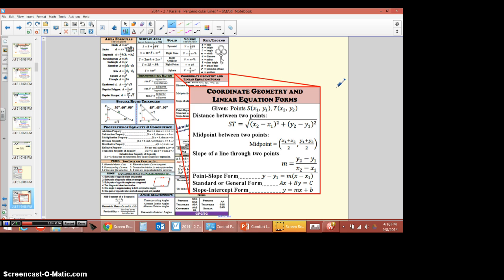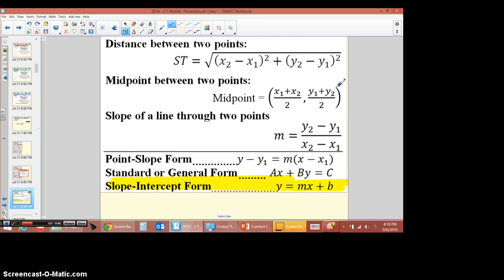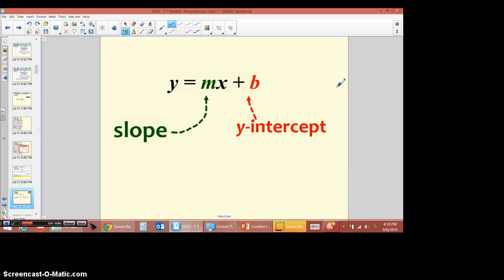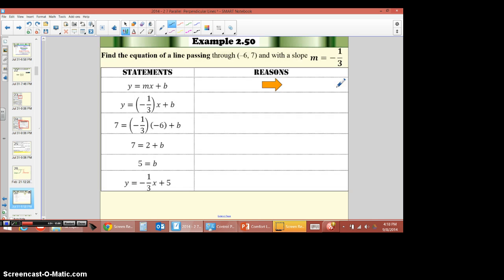All right, we also now are going to talk about the slope-intercept form of an equation. This is review from algebra. y equals mx plus b, slope-intercept. All right. Find the equation of the line passing through (-6, 7) with the slope of -1/3. Well, our first reason is that's the form. That's the equation we need.